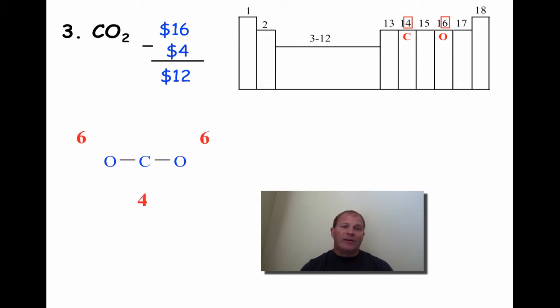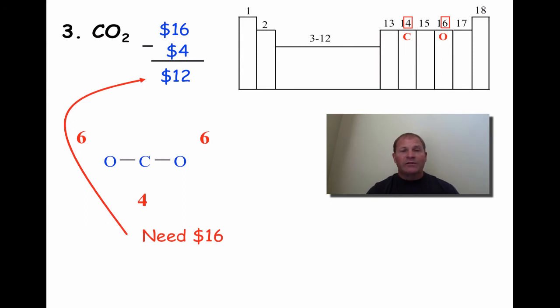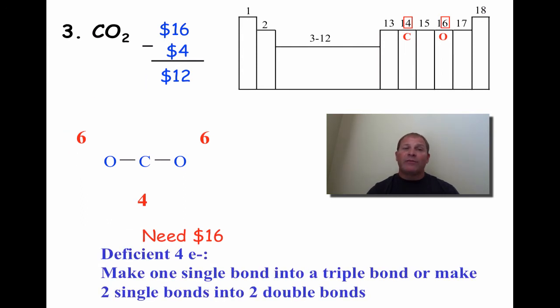In this scenario, we then realized as we did our count that we actually need 16 and we only have 12. So now we have a deficit of 4. With a deficit of 4, you have 2 options. You can make 1 single bond into a triple bond, or you can make 2 single bonds into double bonds.